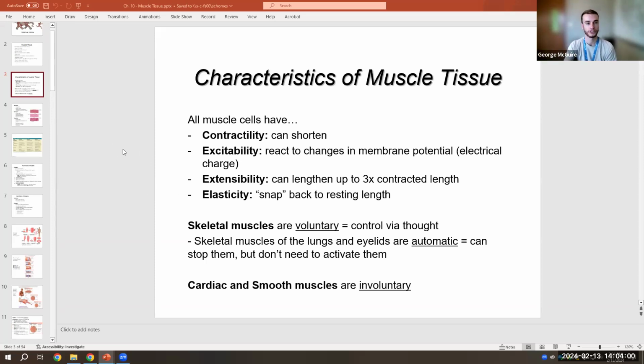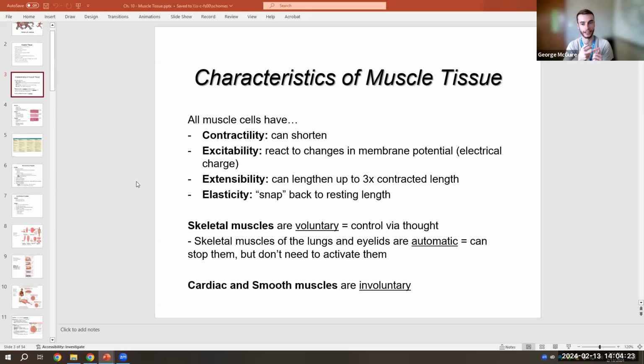Our skeletal muscles are our only example of voluntary muscles, meaning that we have some cognitive control over them. So signals from our brain tell those muscles when they should contract and when we should try to relax them, essentially. Some of our skeletal muscles are considered automatic. So we have the ability to cognitively control them, but we don't need to. They will act on their own.